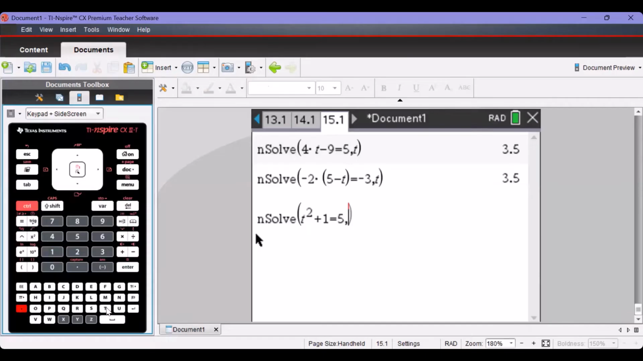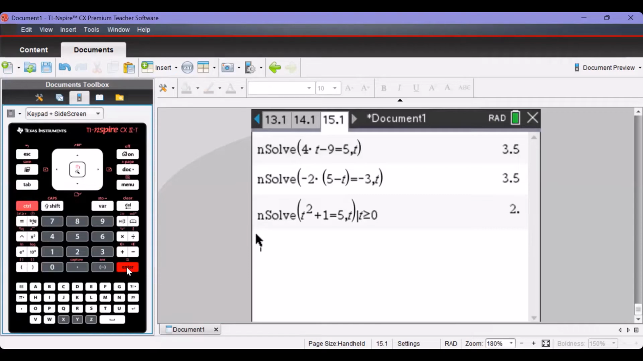So this is a quadratic. So there's 2 solutions. We only want the positive one. So press Control equals, there's the width or the given symbol. Paste that into the entry line, and then add the domain constraint t is greater than or equal to 0. Press enter, and so we get a t value of 2.